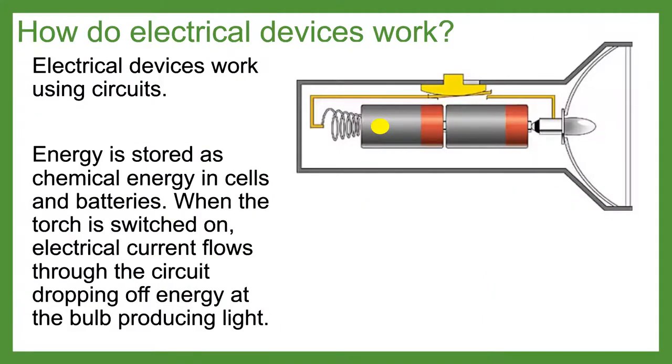We're now going to have a look at how electrical devices work. Electrical devices work using a circuit. Energy is stored as chemical energy in cells and batteries. When the torch is switched on, an electrical current flows through the circuit, dropping off the energy at the bulb, producing light. So we can see the electricity going around our circuit, and that turns on our light bulb.